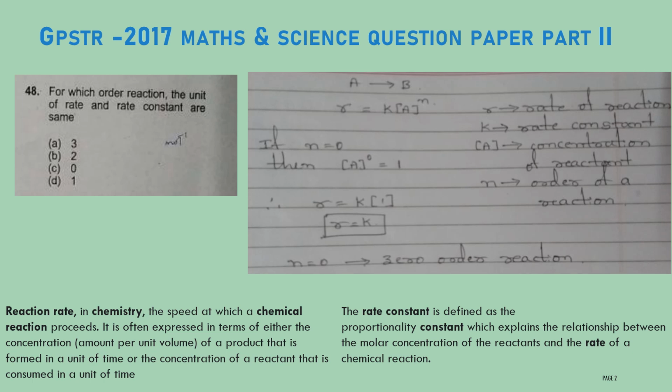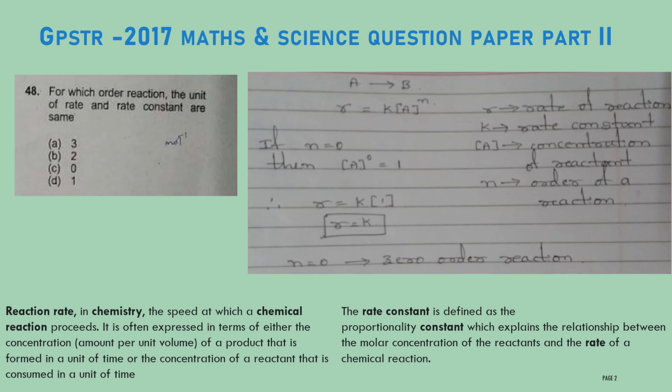Then how do we express the unit of rate of a reaction? It is often expressed in terms of concentration. Concentration is nothing but amount per unit volume. It is the concentration of a product that is formed in a unit of time, otherwise the concentration of a reactant that is consumed in a unit of time. To indicate the units, we consider either the concentration of a product formed or the concentration of a reactant consumed per unit of time.